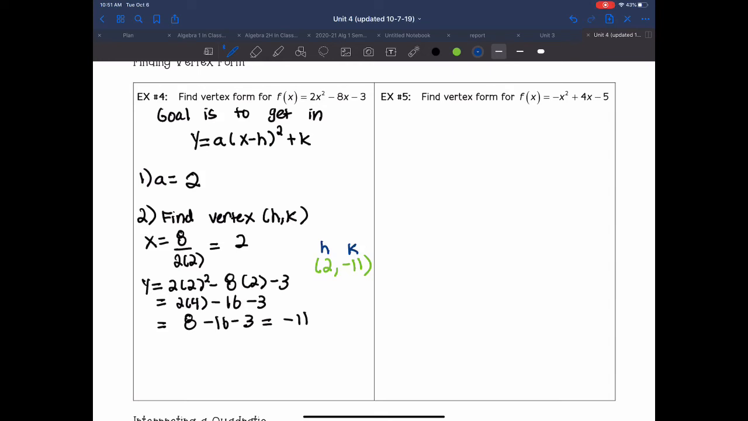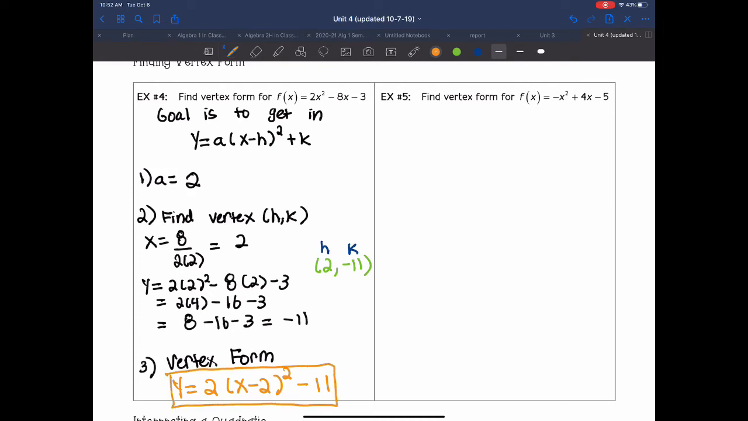Okay. And the last step is we are going to put this in vertex form by plugging in all the stuff that I have been given. So I know that A is equal to 2, so I'm going to say vertex form. Okay, Y equals A, which is 2, times X minus H, so X minus 2 squared plus K, okay? K is negative 11, so I'm going to do negative 11. So my vertex form is going to be Y equals 2 times X minus 2 squared minus 11.